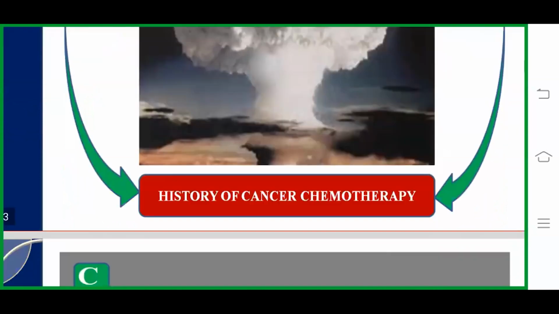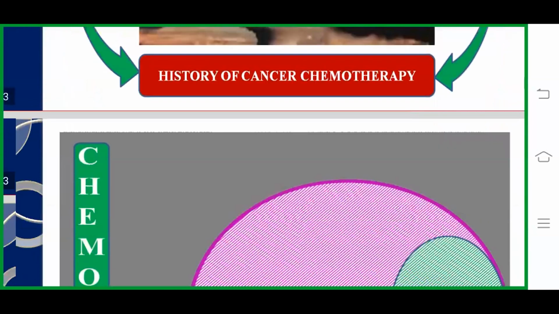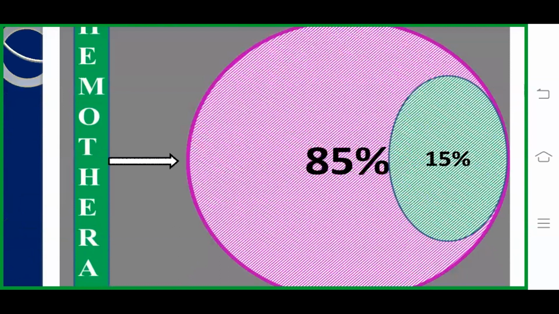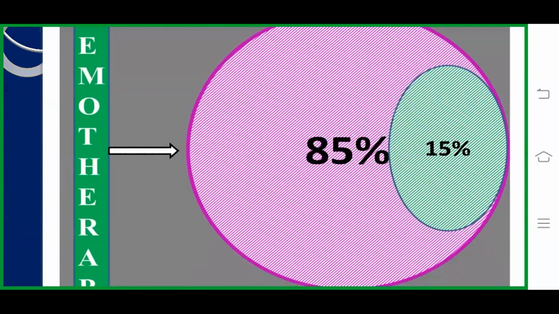And no doubt, I am very sure that no cancer can be cured without chemotherapy, because chemotherapy involves different types of anti-cancer drugs, like antimetabolites, biological response modifiers, antibiotics, alkylating agents, etc. And the result is that chemotherapy brings about 85% cytotoxic killing.